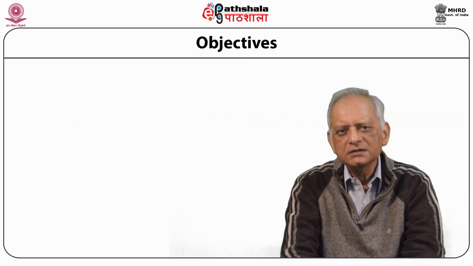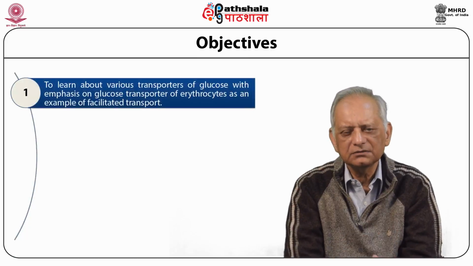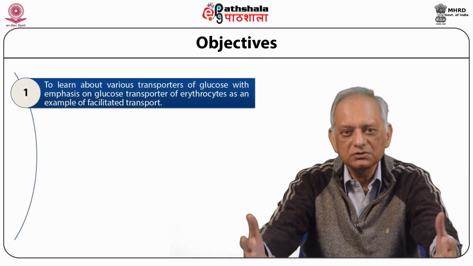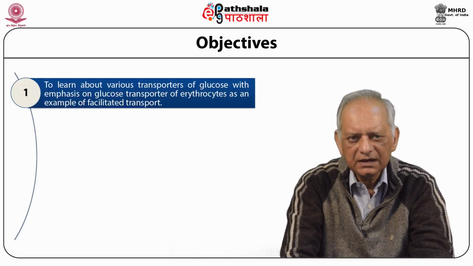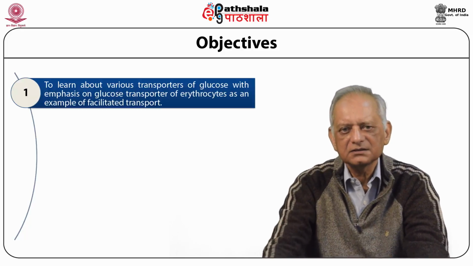We follow it up with discussion on ion channels. The medical relevance of membrane transport will be illustrated by pointing out two examples. One is glucose transport, which is under insulin control, and a medical condition called cystic fibrosis. So the objectives of this module are to learn about various transporters of glucose with emphasis on glucose transporter of erythrocyte as an example of facilitated transport.